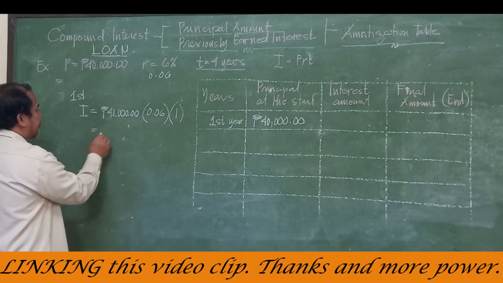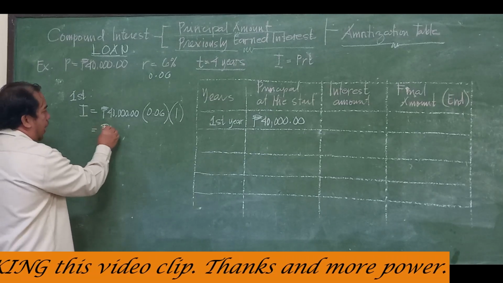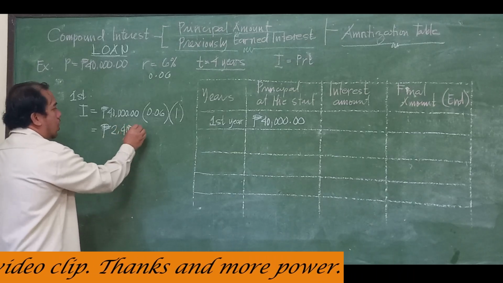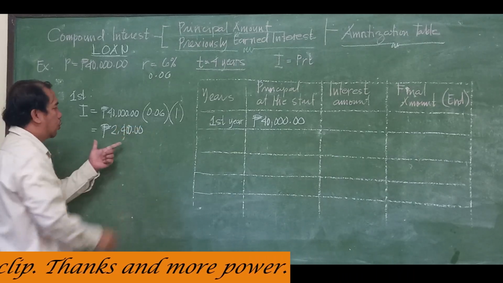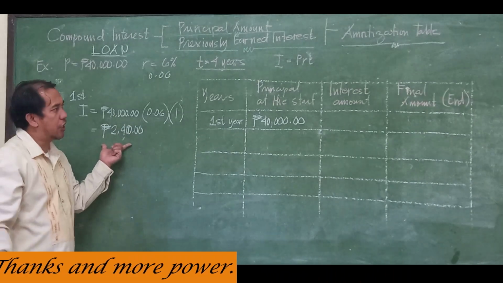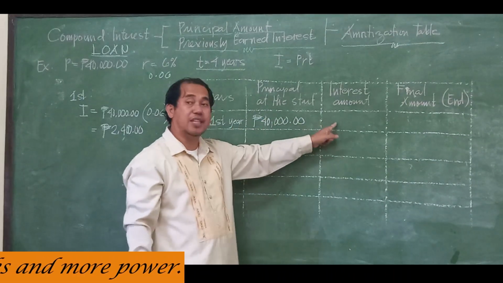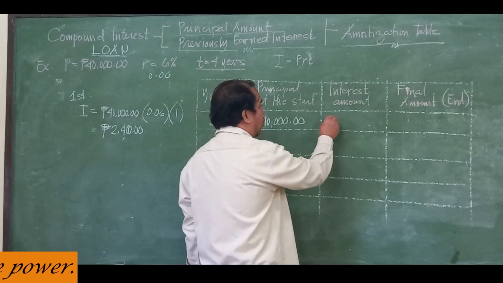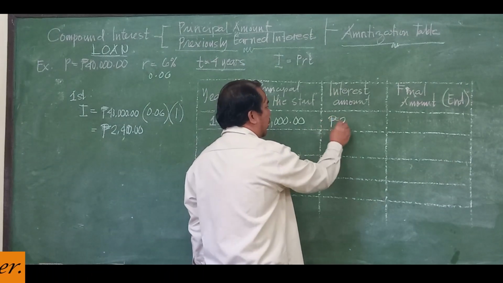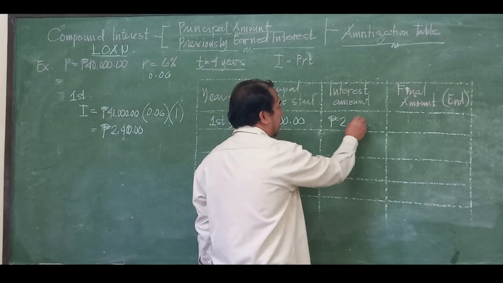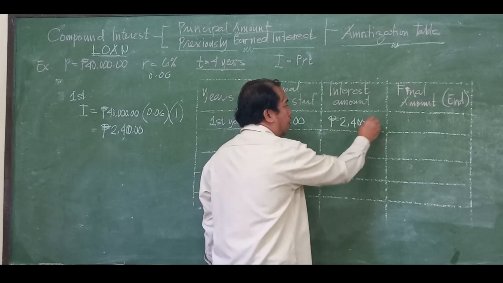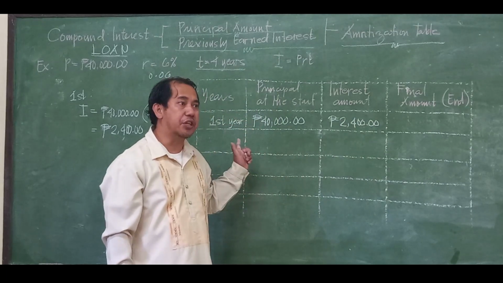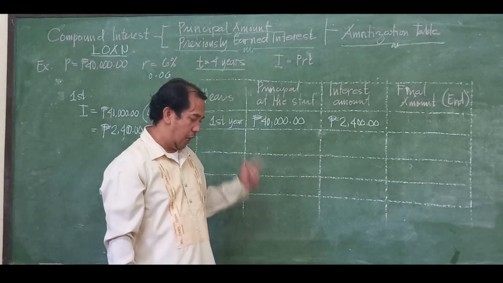That is 2,400 pesos. This 2,400 pesos is to be written as the first interest amount. Meaning, this must be our first interest that we are going to pay at the end of the first year. Do you follow? Yes. Okay.